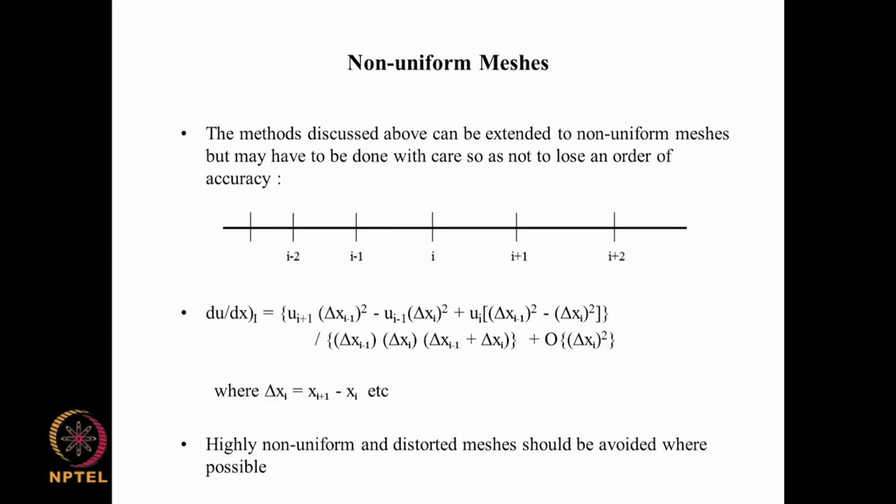Before we end the discussion on finite difference methods, let us consider the case of non-uniform meshes. When we say non-uniform mesh, the spacing between adjacent nodes is not the same. As illustrated in this figure, this is a case of a one-dimensional grid, where this is, for example, the x direction, and the nodes are located at these points here. This is the ith node, this is the i plus 1 node, i plus 2, i minus 1 and i minus 2, and you can see that the spacing between these two is different from between these two and between these two.